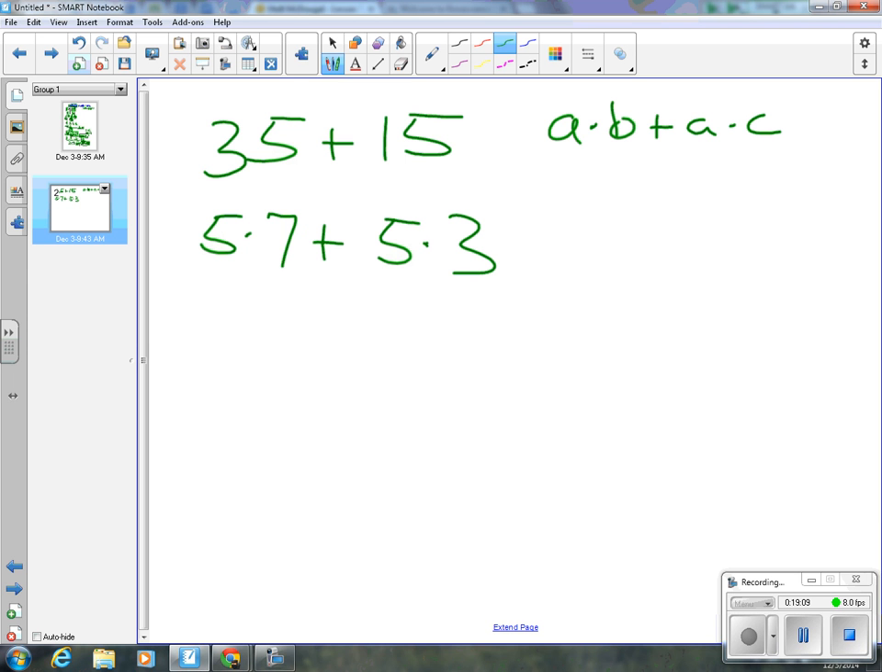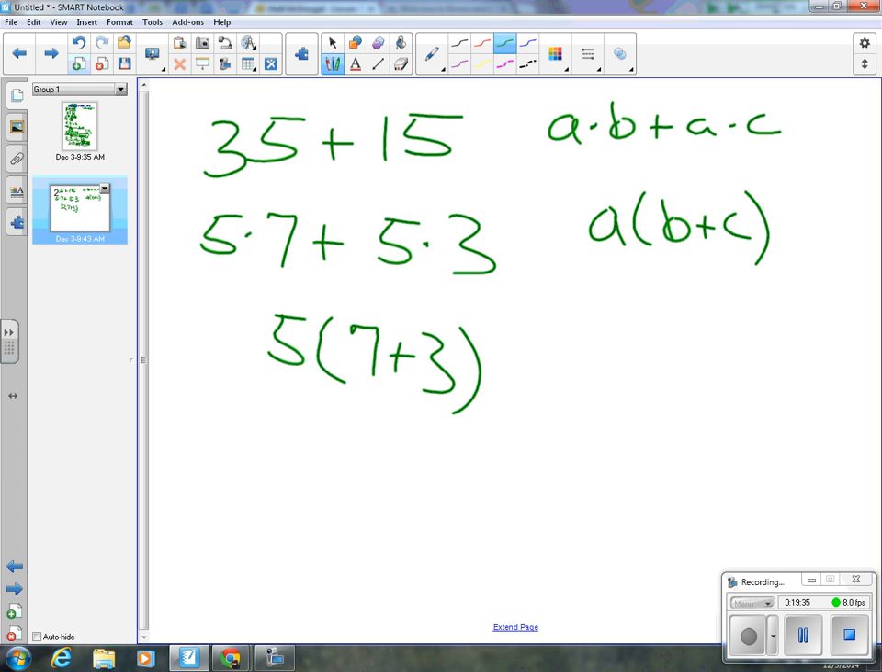From there, we need to get it in this form, A times B plus C. What is A? A is 5. What is B? 7. Plus, what is C? 3. There's our answer.